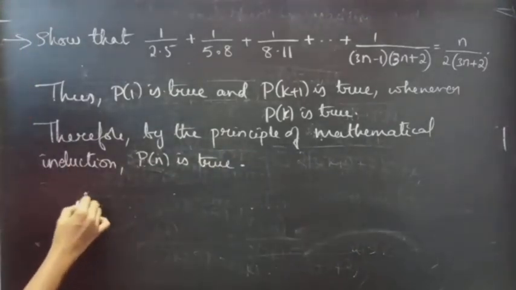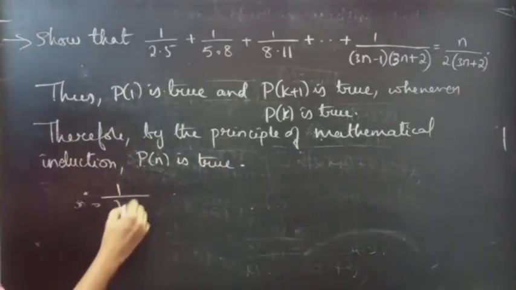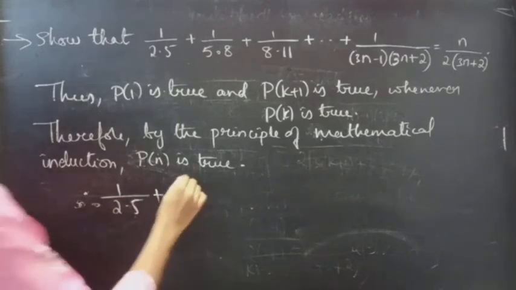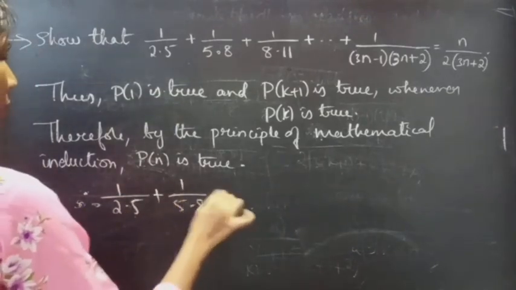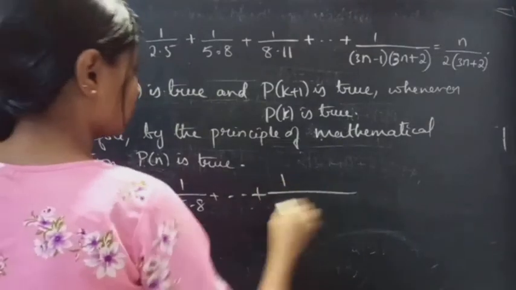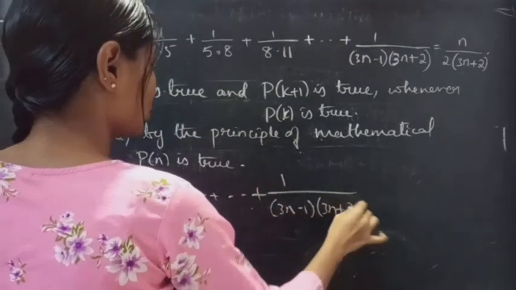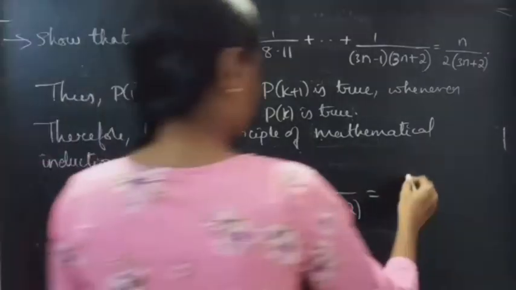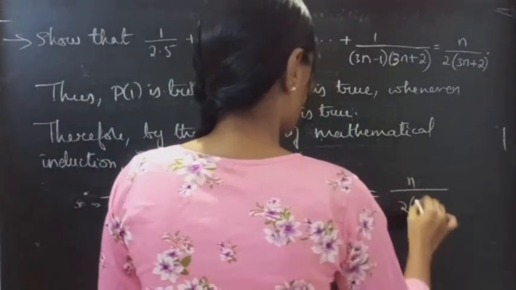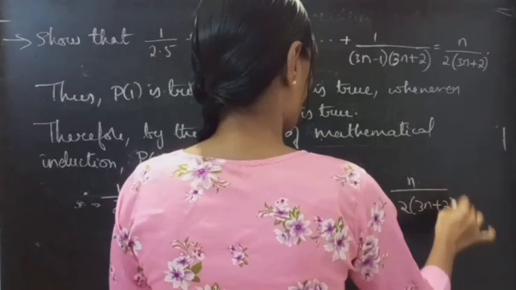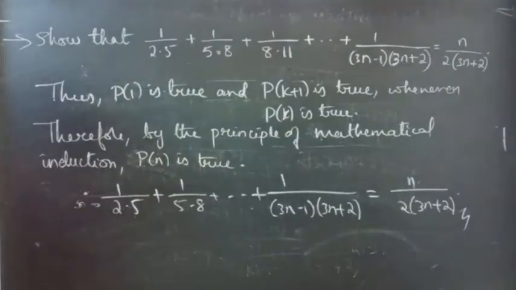Therefore, 1 by 2 into 5 plus 1 by 5 into 8 plus so on plus 1 by 3n minus 1 into 3n plus 2 equals n by 2 times 3n plus 2. So this completes the problem.